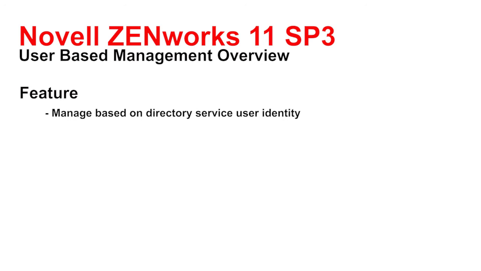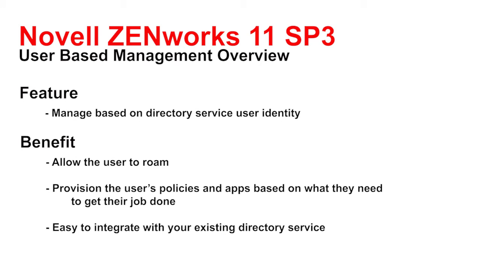Now this allows the user to roam and still get what they need to do their job. This means they'll get the appropriate applications. This means they'll get the appropriate policies. So you can provision the user's policies, the apps, based on what they need to get their job done, regardless of what machine they happen to be on, and regardless of their location.